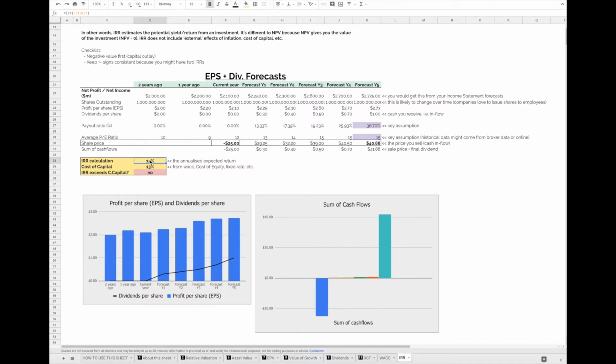Well, the IRR calculation, which is simply IRR and then the sum of these cash flows, is 12%. So the estimated internal rate of return is 12% by investing in this share. So what does that mean? Well, it means that we're looking at getting a 12% return if all of these forecasts stack up.